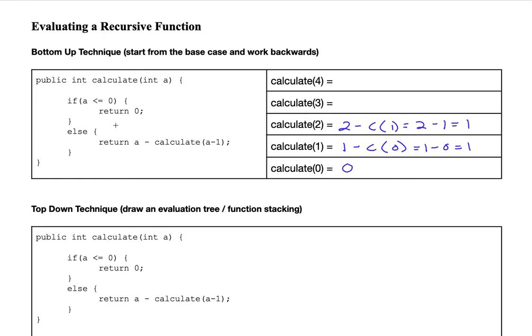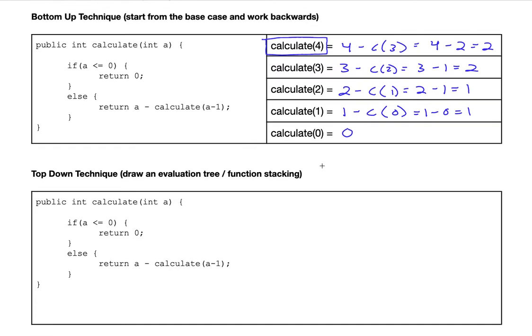For calculate 3, once again we don't hit the base case, so we're going to return 3 minus calculate of 2. Remember that calculate of 2 was the value 1, so we're going to do 3 minus 1, which is 2. And then for calculate of 4, we're going to return 4 minus calculate of 3. And remember that calculate of 3 was the number 2, so 4 minus 2 is 2. So we got to the answer for what calculate of 4 was by figuring out what the base case values were.